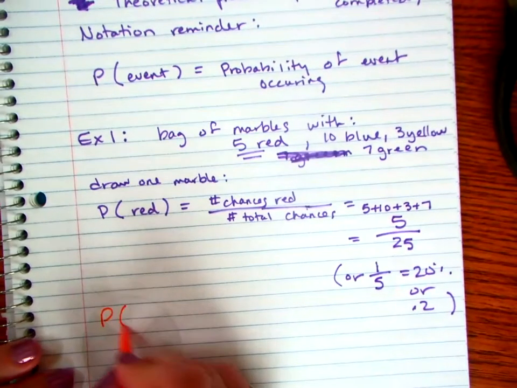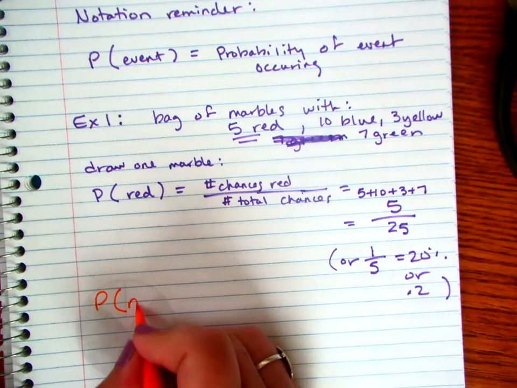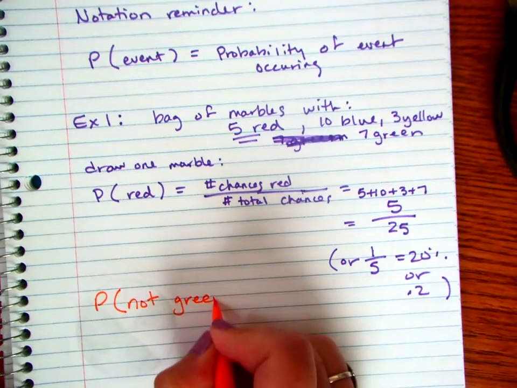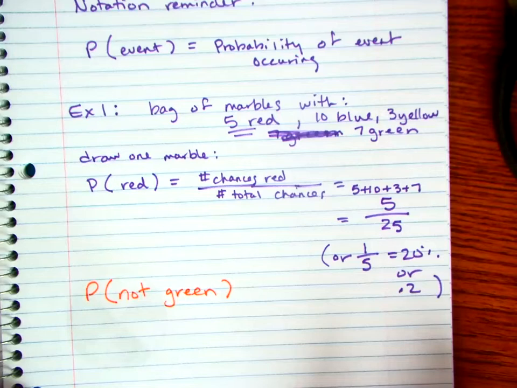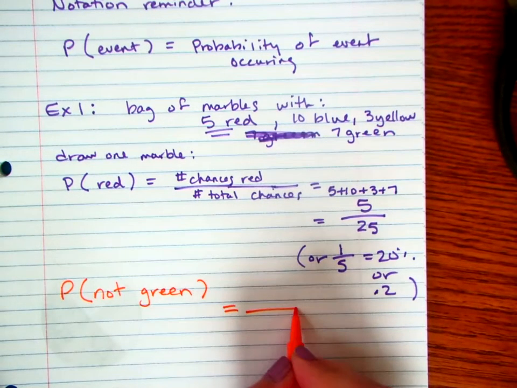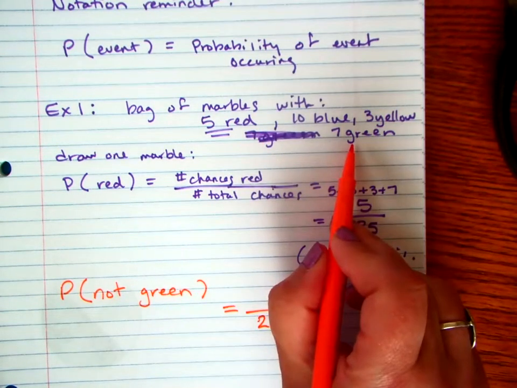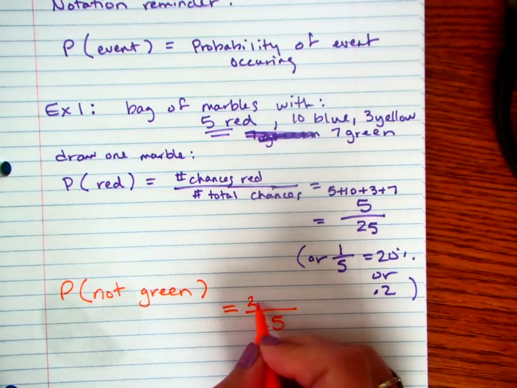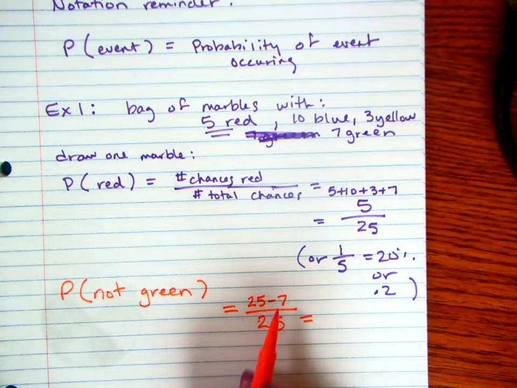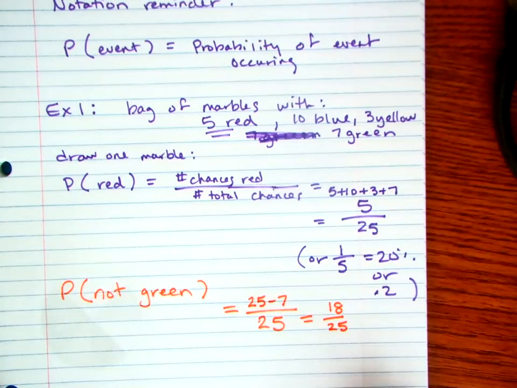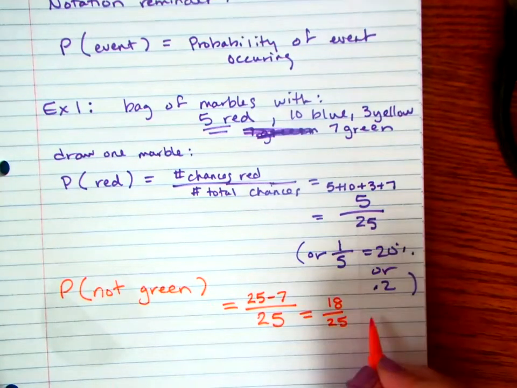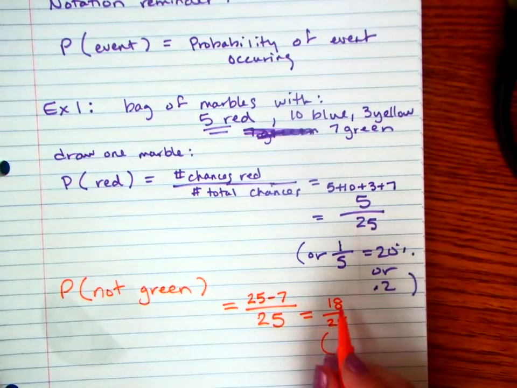You can do P of an event that is, what's the probability of not choosing green? Okay, so in this case, same thing. Remember, we had 25 total marbles, and there are 7 green. So if we subtract that 7 out of the total of 25, that would tell us how many were not green. Okay, so 25 minus 7 would be 18 out of 25. Okay, now if you want to change that to a percent, you could. And that's 72%.